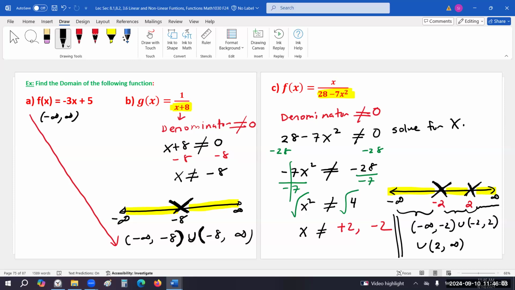So anytime you have any type of denominator, your first step is denominator cannot be 0. So denominator not equal 0, solve for your x. Who is confused? Anyone? No. So in our next class, I'm going to ask one of these. These are the final exam questions.